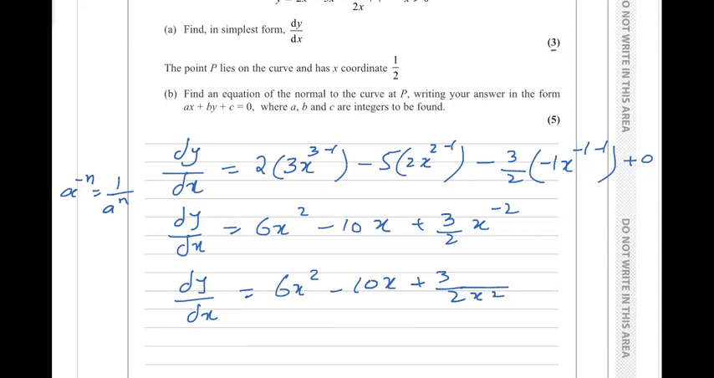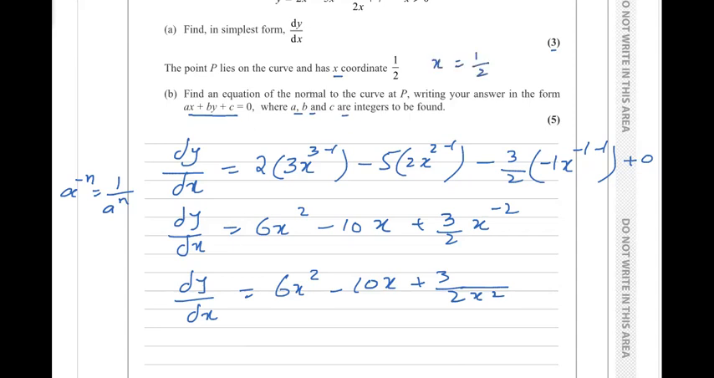The second part is: the point P lies on the curve and has x coordinate 1 over 2. Find an equation of the normal to the curve at P, writing your answer in the form ax plus by plus c equals 0, where a, b and c are integers to be found. So the x coordinate is already given, that is x is equal to 1 over 2.